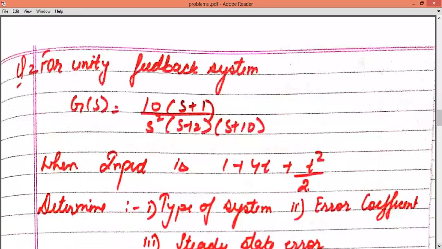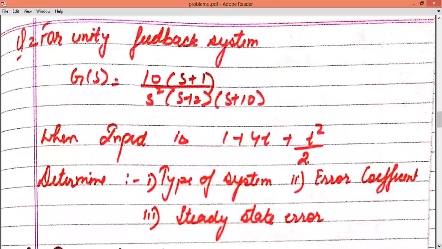Let's move to question number 2. Here for a unity feedback system, we have been given G of S equals 10 into (S plus 1), with S square, (S plus 2), (S plus 10) in the denominator. The input signal is also given, which means R of t, that is 1 plus 4t plus t square by 2. We need to determine the type of the system, the error coefficient and the steady state error.